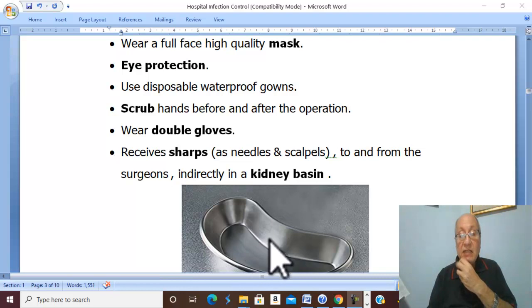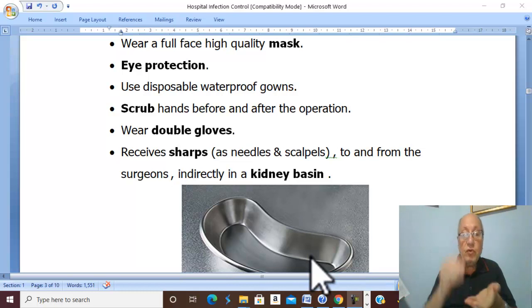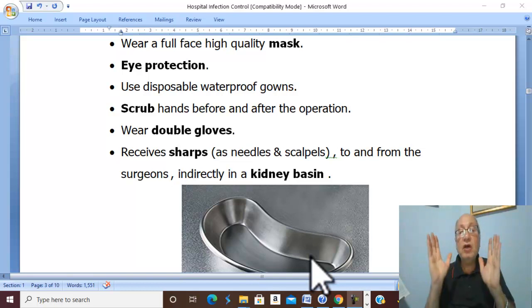Put the needles and sharps in this kidney basin. Therefore, put the sharp instruments in this kidney basin and give the basin to the doctor, or the doctor gives the nurse all these instruments in the basin, to avoid any contact with these sharp instruments.